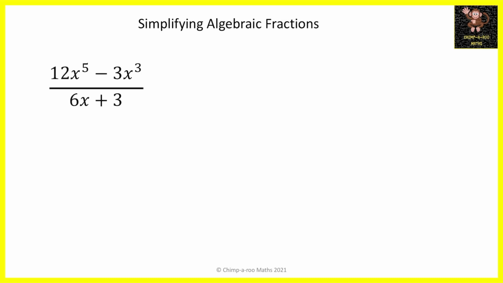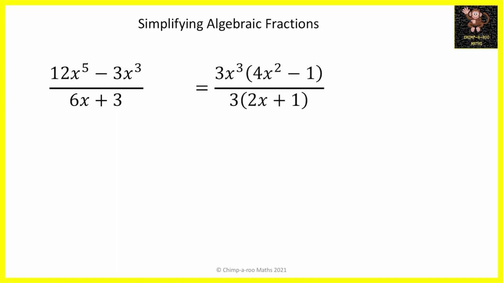In each algebraic fraction, the best thing to do is always factorise top and bottom first. So if we look at the top numerator of this fraction, 3 goes into 12 and 3, and x cubed is the highest power of x. And on the bottom, 3 is common in both 6 and 3. Now we notice on the top we've got 3x cubed times 4x squared minus 1.